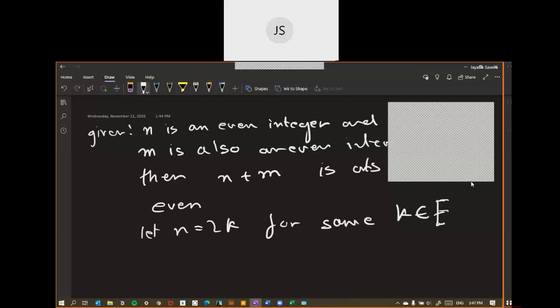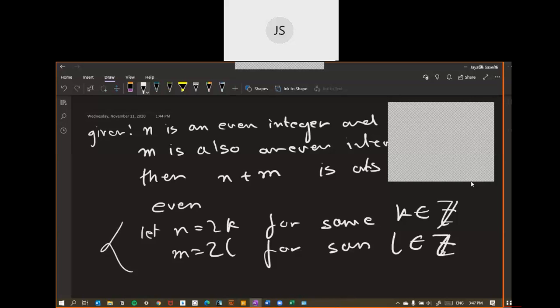Sorry, never mind, not e. k belonging to the integers, because this is the definition of an even number. And m be equal to 2l for some l belonging to the integers. Now, notice what you did here. If you remember logic, this is just universal instantiation.